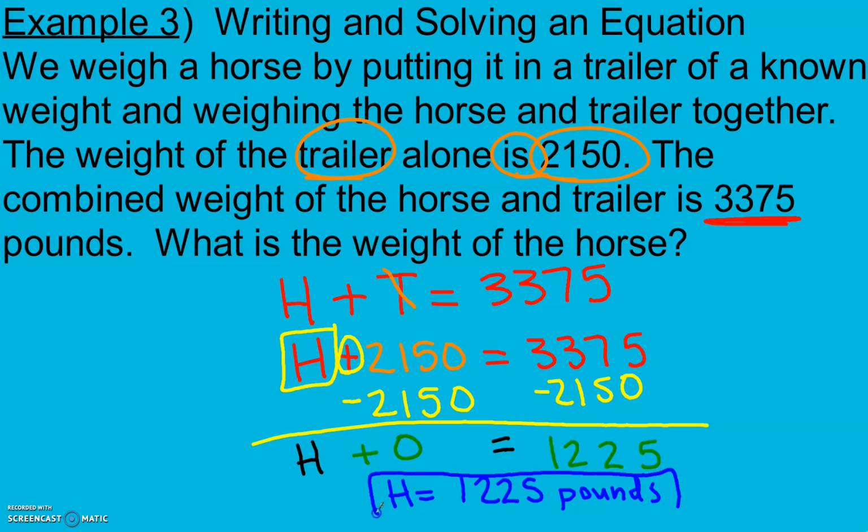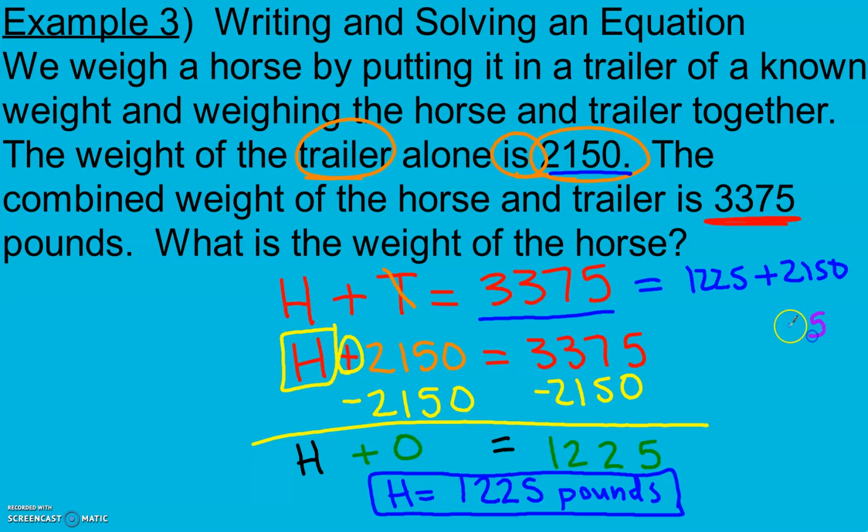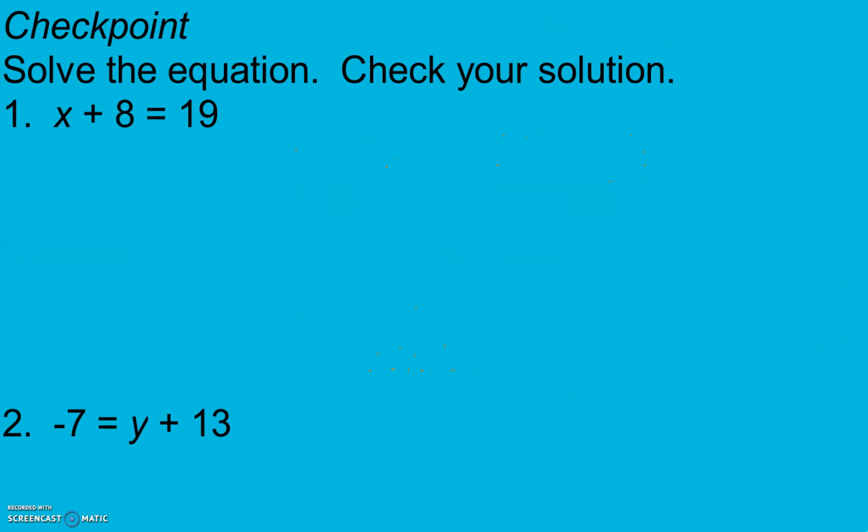To check it, again, we know that the horse plus the trailer have to equal this $33.75. So when I add these up, I get $33.75 equals that $33.75. So we are good. Feel free to pause here and give this a try.